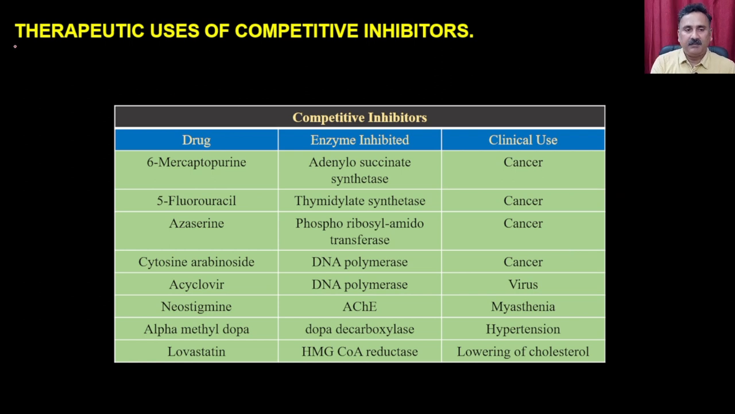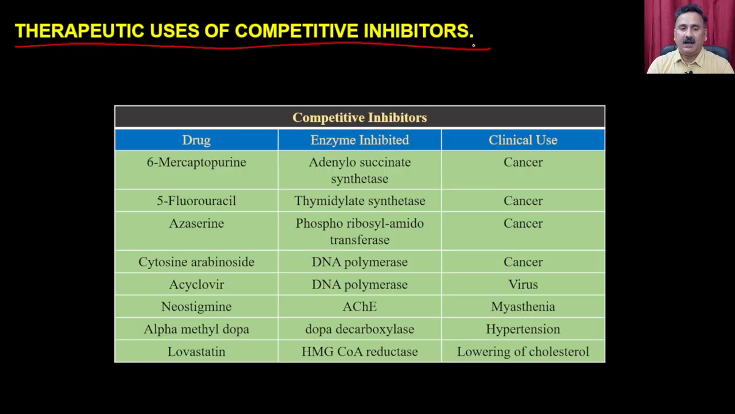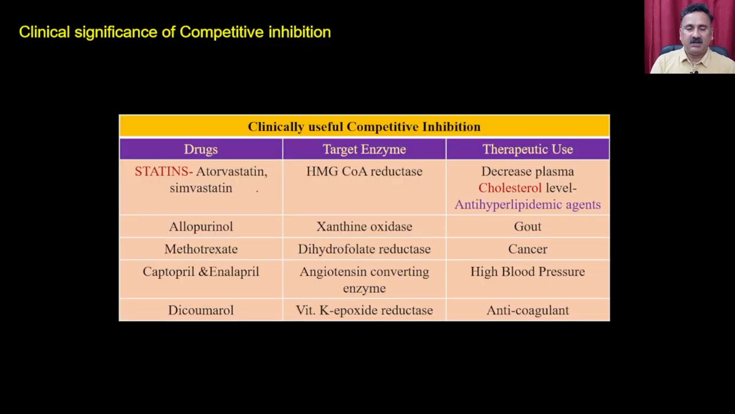Competitive inhibitors are easy to design because you know the size of the active site and you know the size of the inhibitor, so you have many tools to develop competitive inhibitors. There are many of these competitive inhibitors like 6-mercaptopurine, 5-fluorouracil, azaserine, cytosine, all that. They have very extensive applications in the field of cancer, virus, and so on. Some additional inhibitors that people have also used, the most popular are the statins and methotrexate, and all these are being used in different types of diseases. So this is all about competitive inhibition.